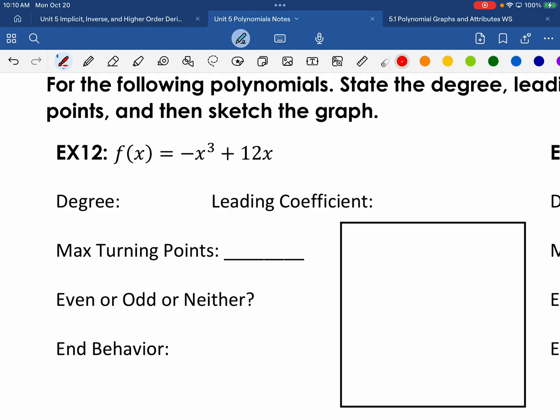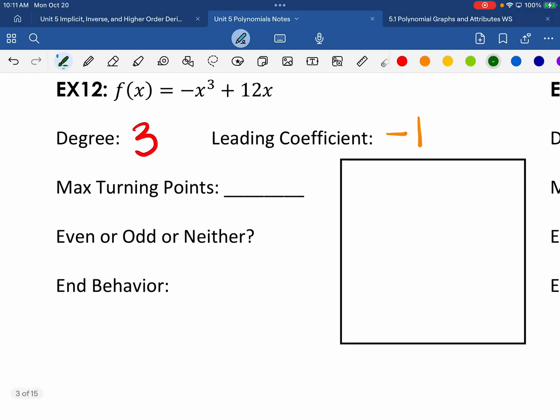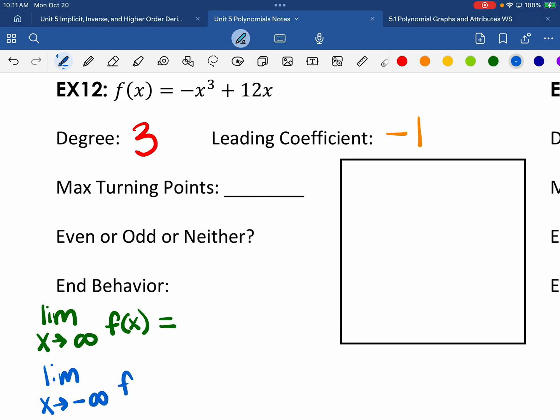All right. So first thing is the degree. What is the degree? 3. And what is the leading coefficient? -1. The degree and the leading coefficient are going to tell you your end behavior. That is all you need to find the end behavior. Practice writing the limit as x approaches infinity of f of x equals. You don't have to write right side and left side. The limit as x approaches negative infinity of f of x equals. When you're doing your homework, practice writing the correct limit notation, so when you do your quiz and your test, you know how to do it.